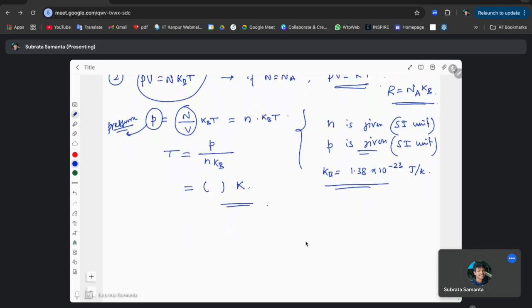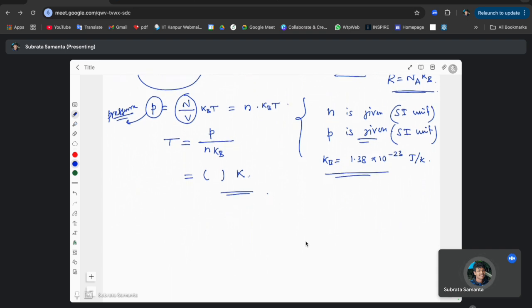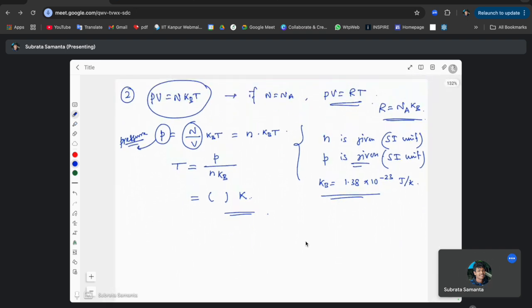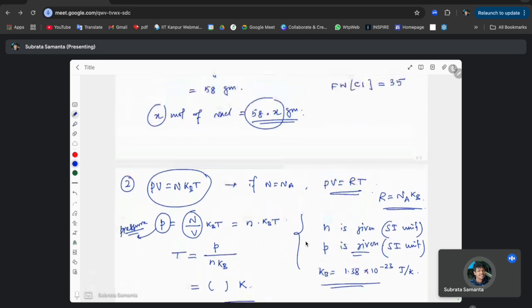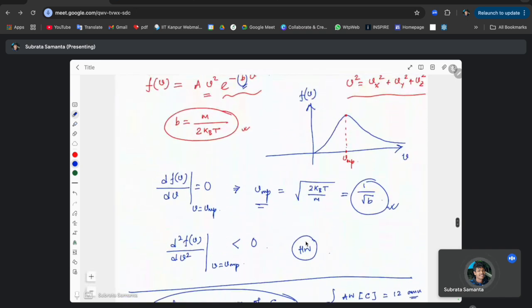Yeah, so we just use your calculator and compute these temperatures. And the third problem is the RMS velocity. So here is very important. In this case we get the most probable velocity as the square root of 2kBT by m, right?